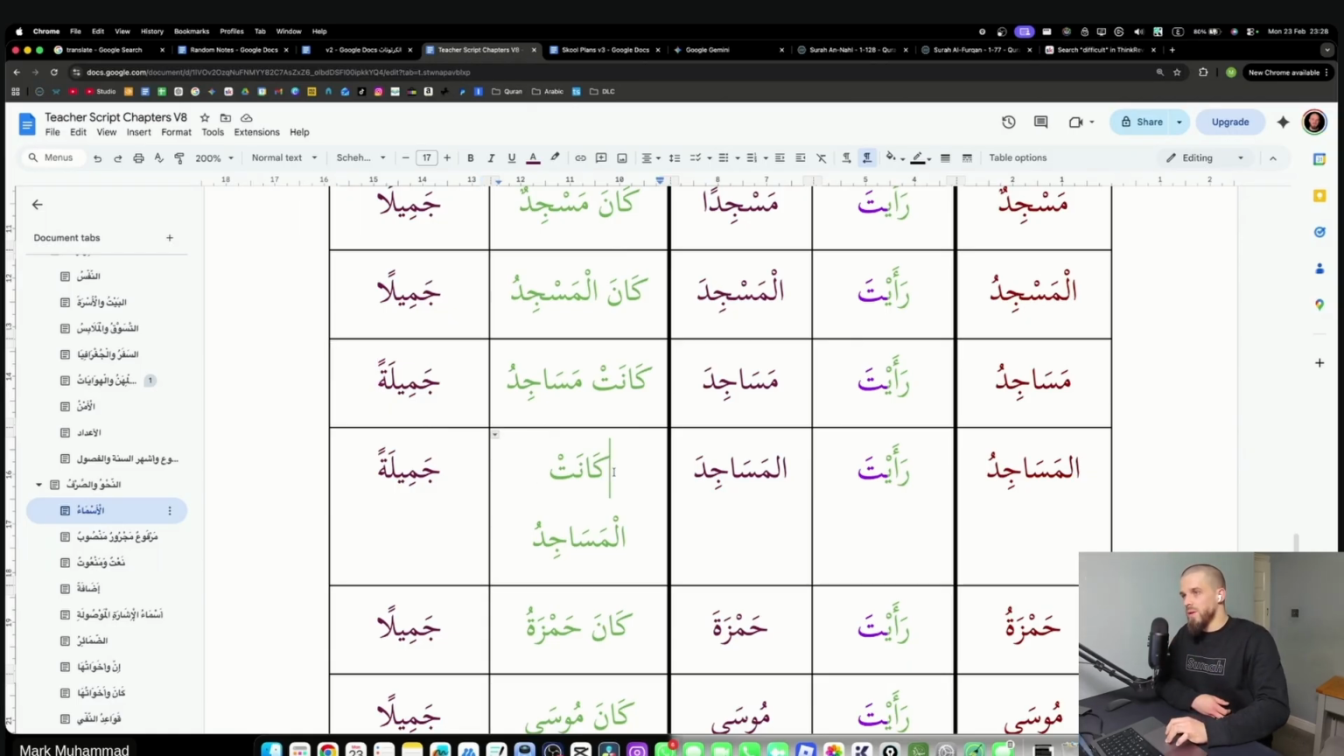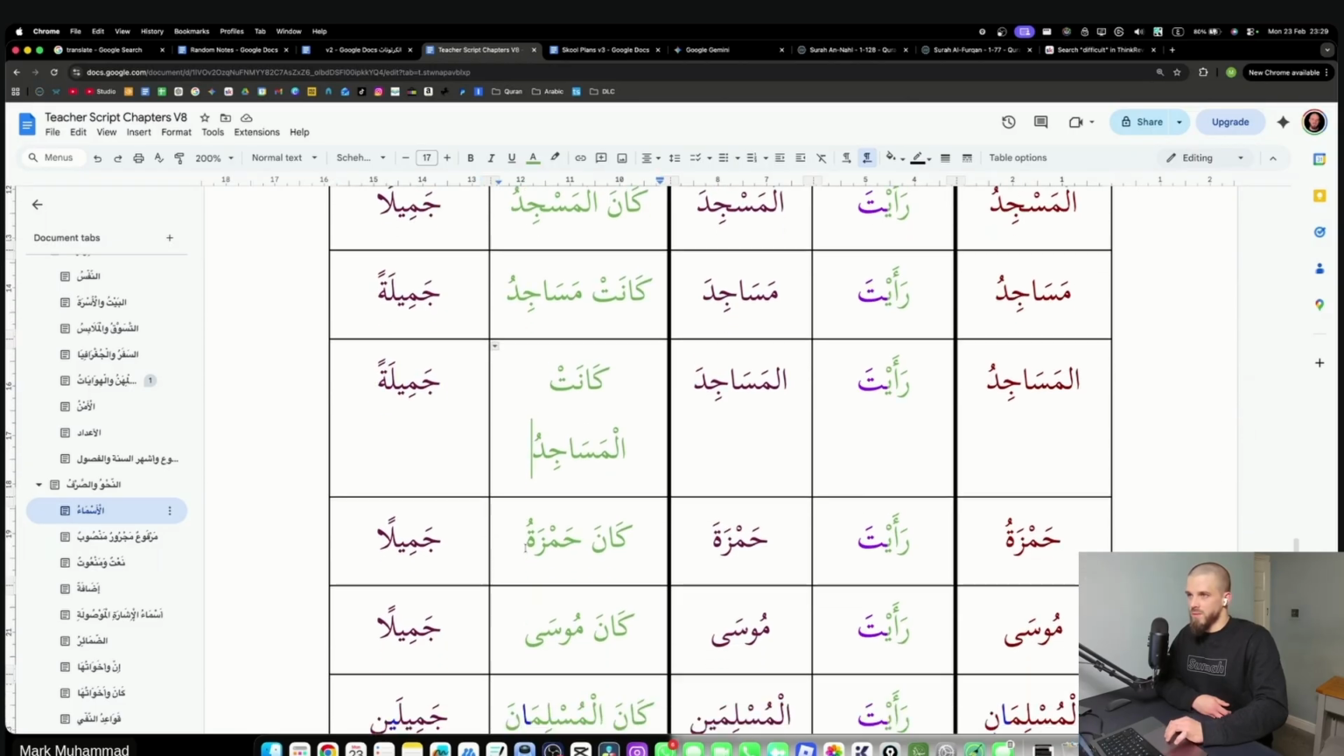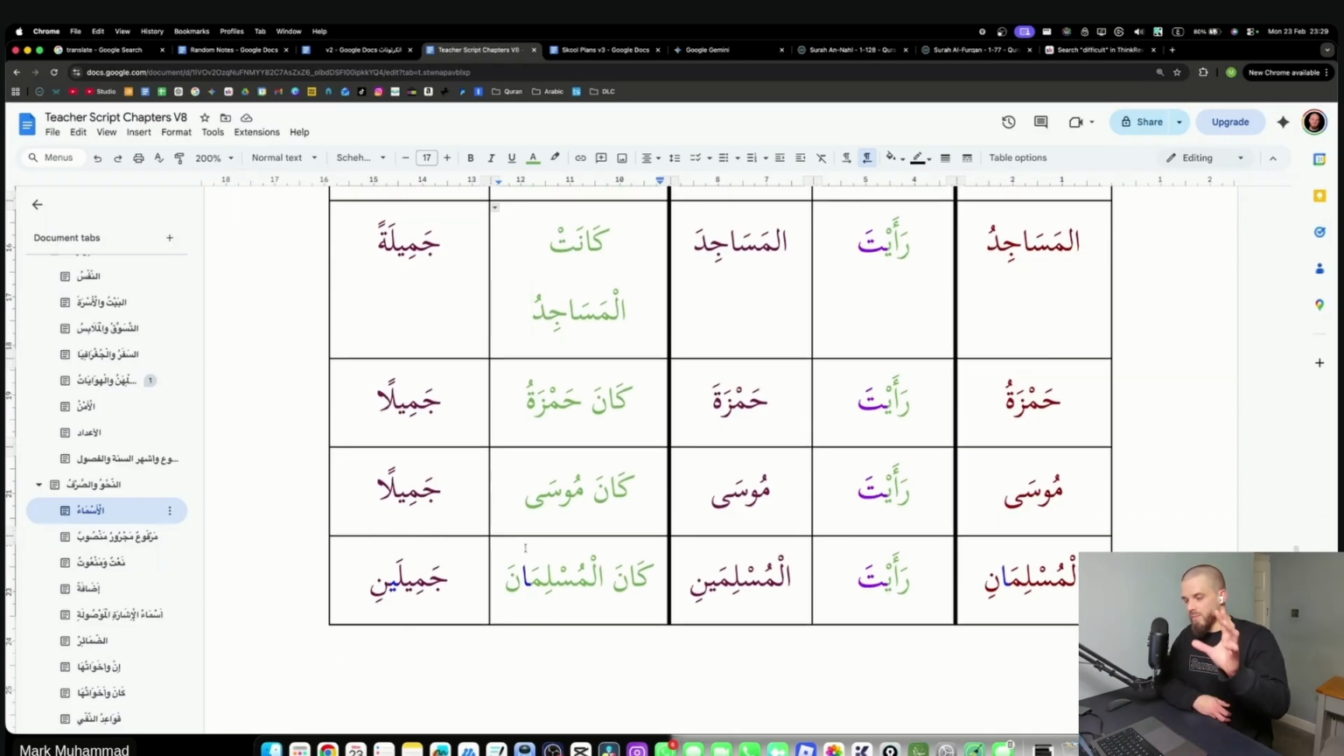The next one, if we make it ma'rifah instead of nakira, if we put al on it, it's still kanat al masajidu jamilatan. That's how it would look, right? That makes sense so far? You don't have to memorize this. I'm just showing you how the different words work.